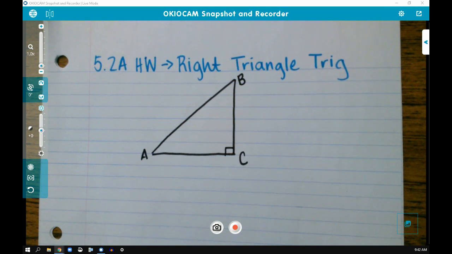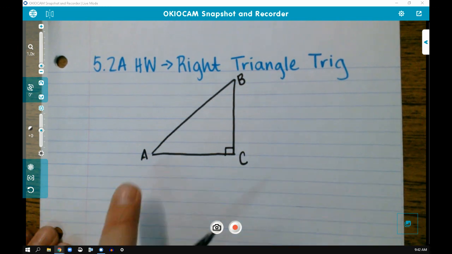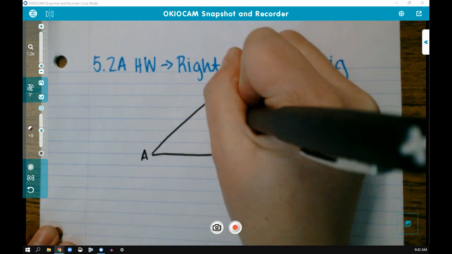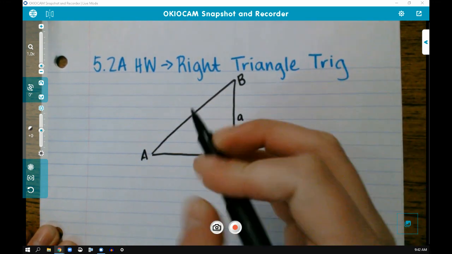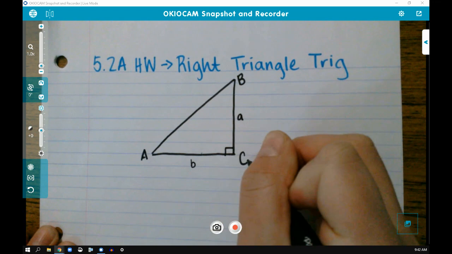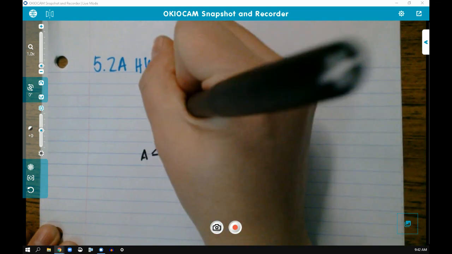When we are labeling triangles, we label our sides with the same letter as the corner they're opposite, but lowercase. So this is capital A, so this side over here is little a. This is capital B, so this side down here is little b. This is capital C, so this side over here is little c.